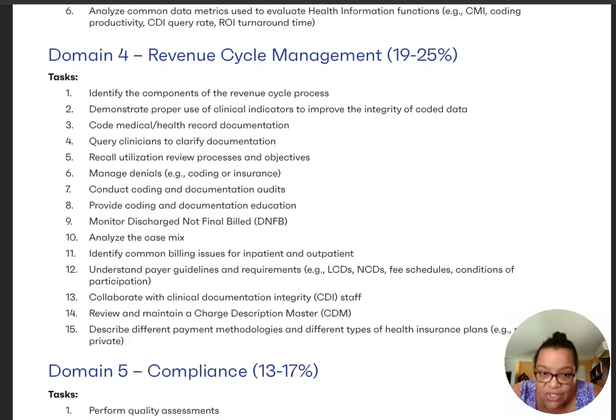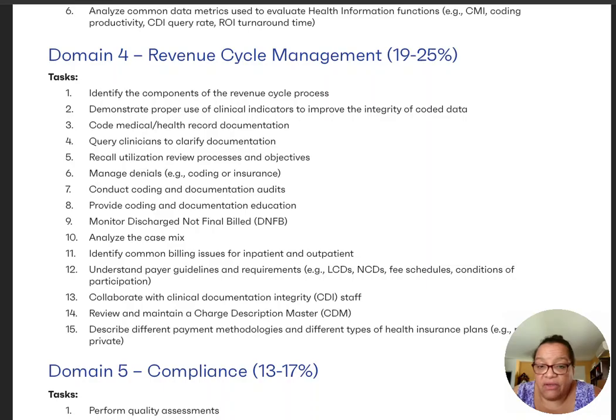But in addition to coding or coding application, utilization review is under here. The different components of the revenue cycle process. How do we as HIM professionals work with CDI staff? What do we need to focus in on a charge description master and why? Different payment methodologies such as PPO, HMO, state-driven insurance such as Medicaid, federal-driven insurance such as Medicare. What are the basics of those particular different payment methodologies?